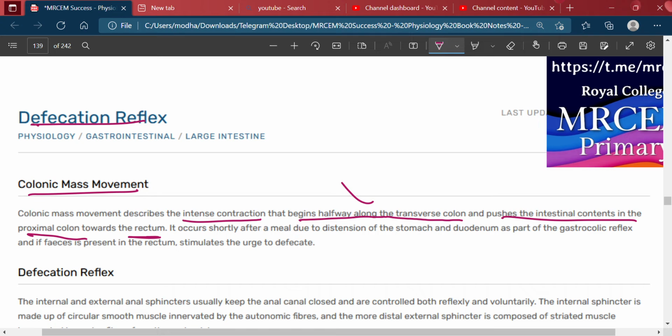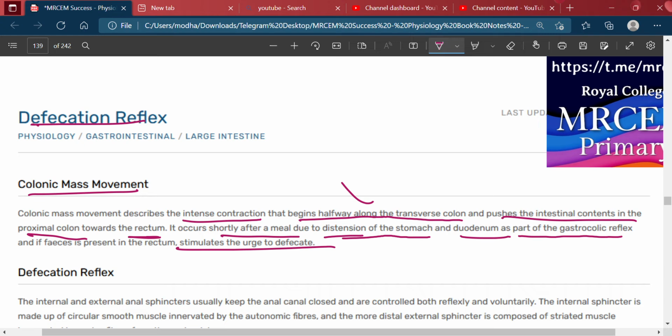It occurs shortly after a meal due to distension of the stomach and the duodenum as part of the gastrocolic reflex. And if feces is present in the rectum, it stimulates the urge to defecate.